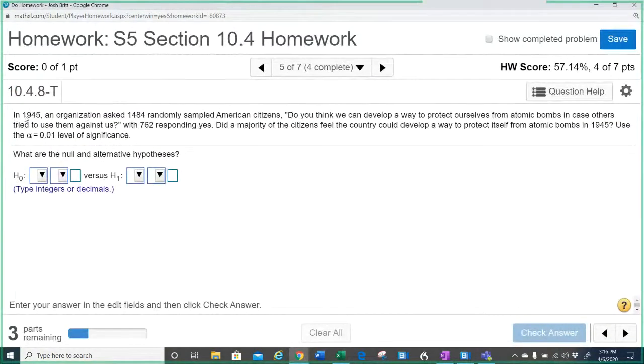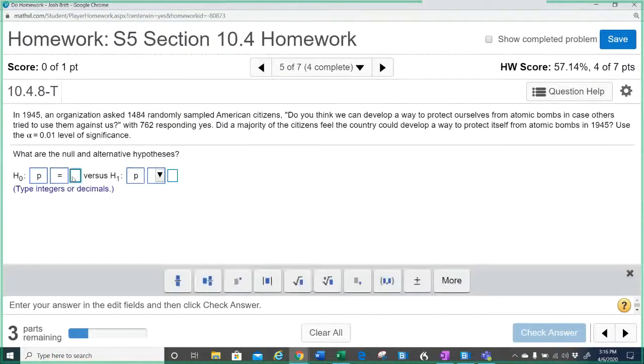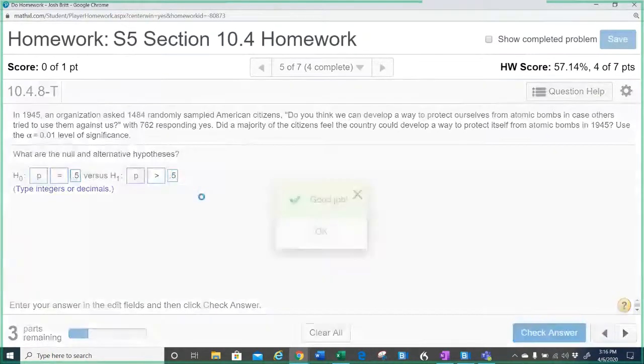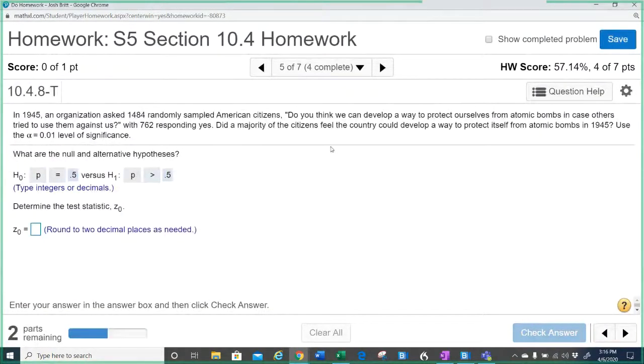Okay, so in 1945, an organization asked 1484 sampled American citizens, do you think we can develop a way to protect ourselves from atomic bombs in case others try to use them against us? 762 said yes. So did a majority? So now we're dealing with proportion. And when it says did a majority, that means more than half. Majority is more than half. So greater than half.